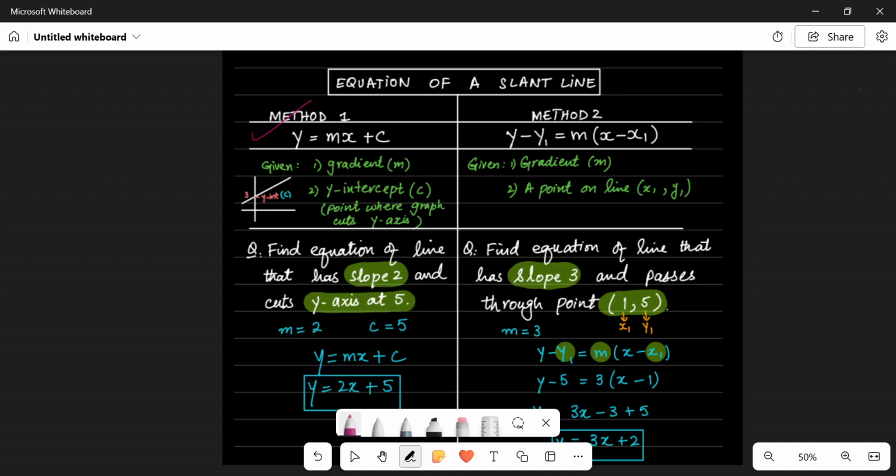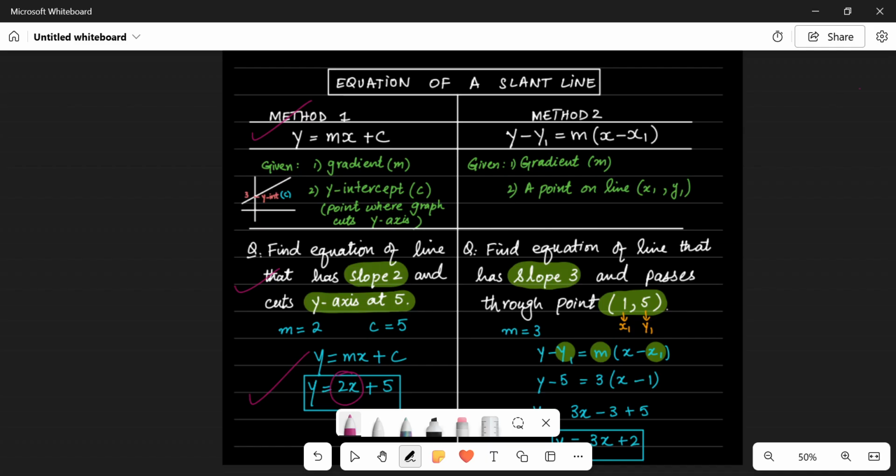What type of question comes to use this formula? By using this formula, find the equation of a line that has slope 2, meaning the gradient is given to you as 2, and it cuts the y-axis at 5. So you replace m as 2, and since it cuts the y-axis, c is 5. We substitute the values in this formula and then we have found the answer.